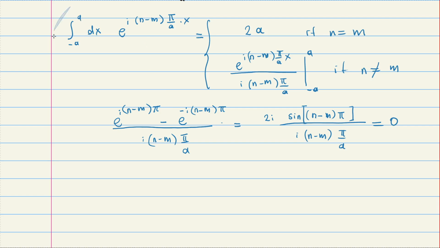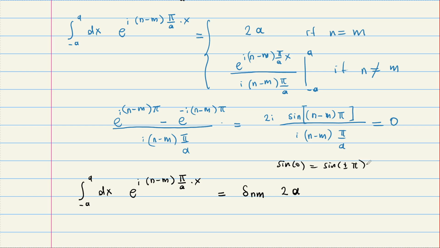Therefore, this integral we can write as delta n m. Right? If n is not equal to m, it's already 0. But if n is equal to m, it is 2a. So let's also write 2a. So this one, why is this 0? Because sine 0 is equal to sine plus or minus pi is equal to sine plus or minus 2 pi. They are all 0. Right?